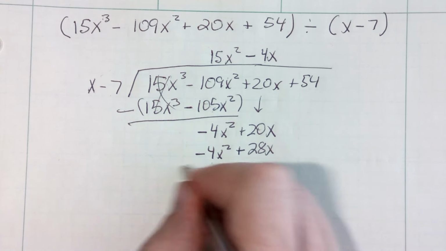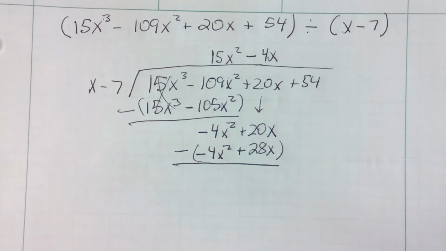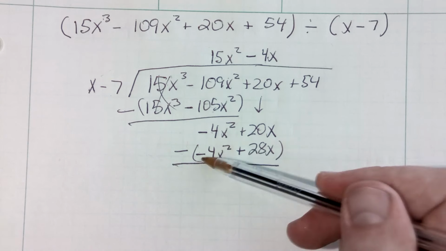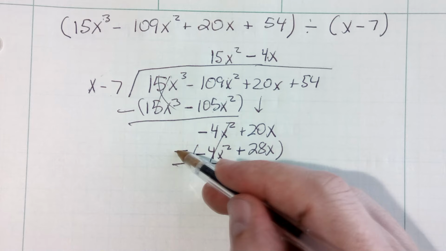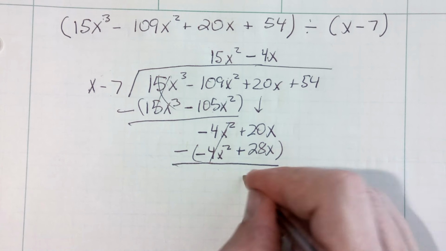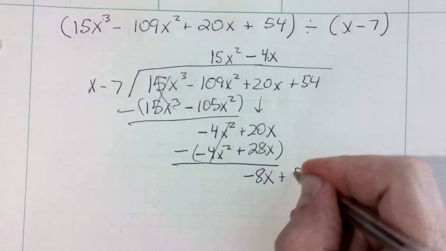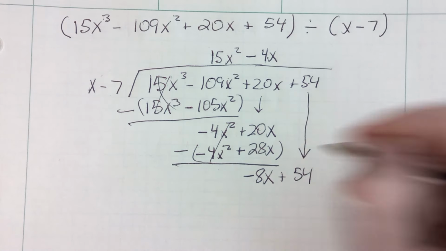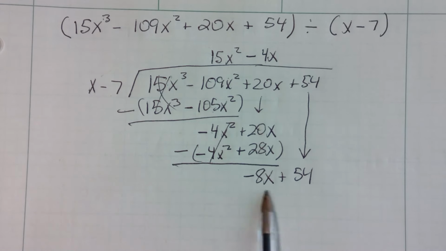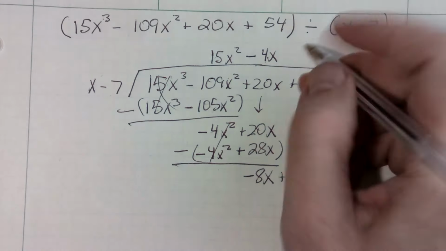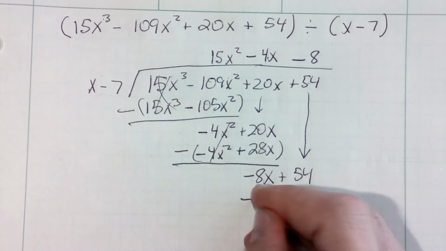Then I put my line. I do my parentheses, and I subtract. Negative 4x squared minus 4x squared cancels, which it should. 20x minus positive 28x gives me a negative 8x plus 54. And the 54 came by dropping that next term. Now I repeat the process. What do I multiply x by to get it to be a negative 8x? Well, I need a minus 8. Minus 8 times x gives me the negative 8x, and I keep that lined up.